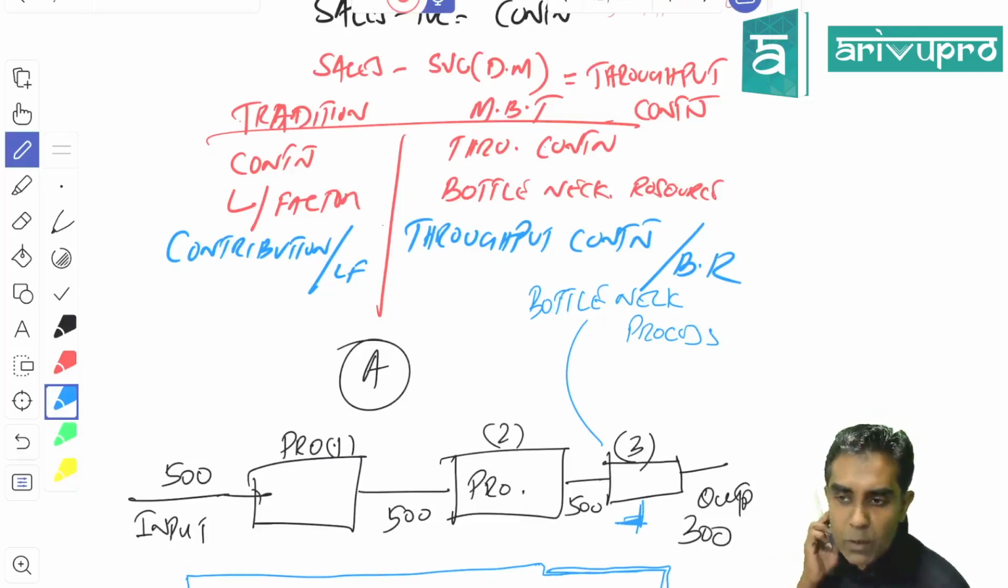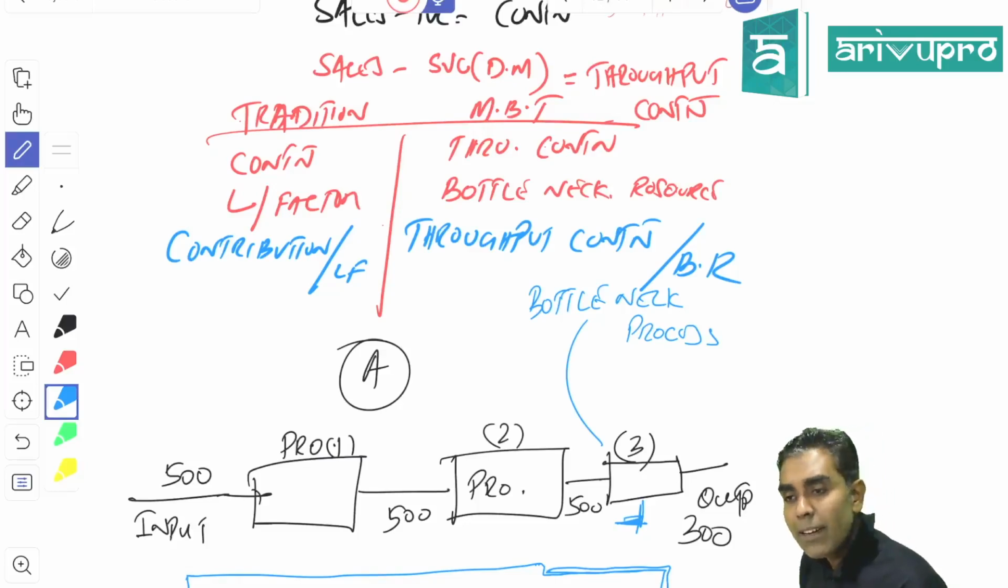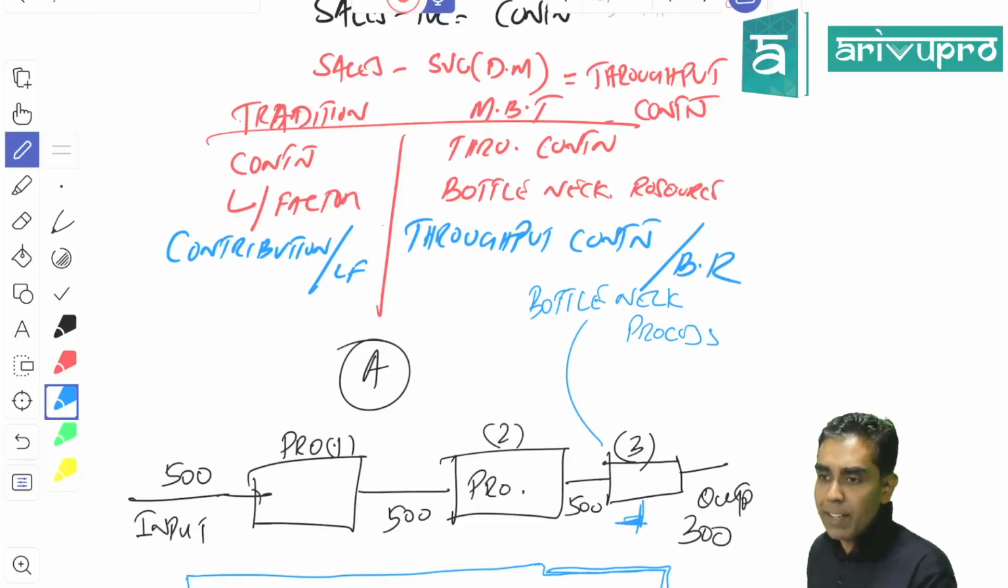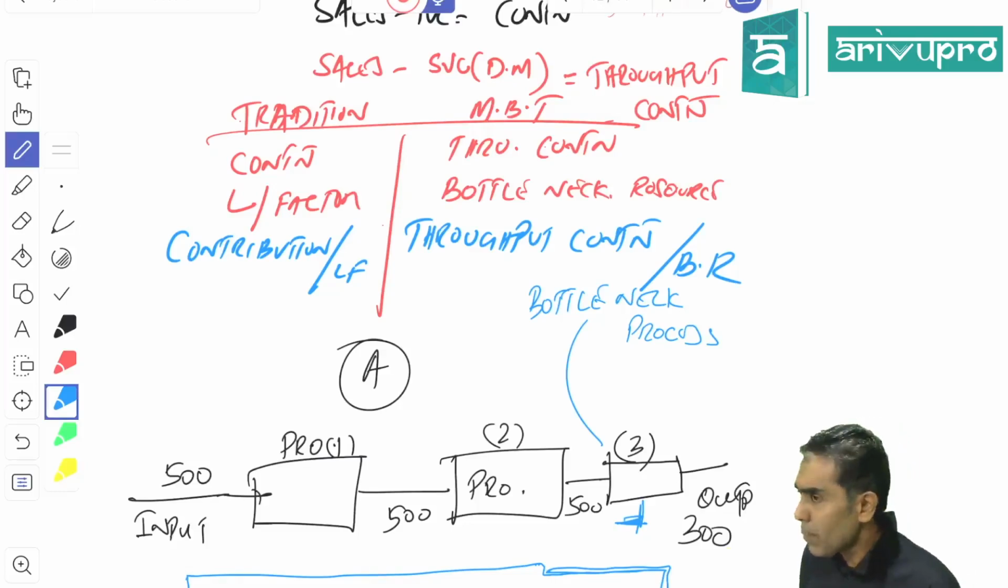If you look at the traditional costing system, we focus on contribution. In the traditional costing system, we call it the limiting factor. Under throughput accounting, we call it bottleneck resources or process. It can be anything, a process or resources. Third, we rank the product based on contribution per limiting factor in the traditional costing system. Under throughput accounting, it is throughput contribution per bottleneck resources. Same thing, only the terminology got changed.